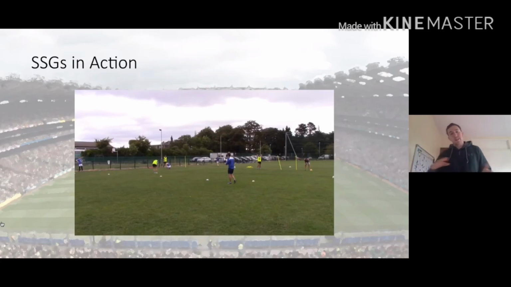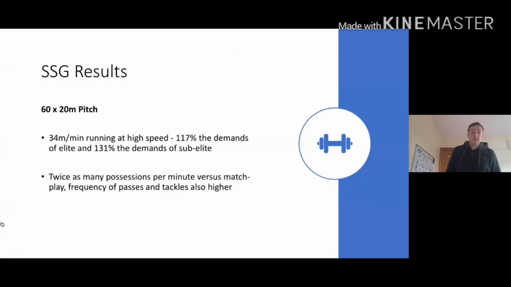So you can alter these small-sided games to suit whatever your gameplay is. So I suppose looking at the results, the pitch that we found that was most effective for preparing players for the demands of a match was a 60 by 20 meter pitch. So on that pitch you just saw.